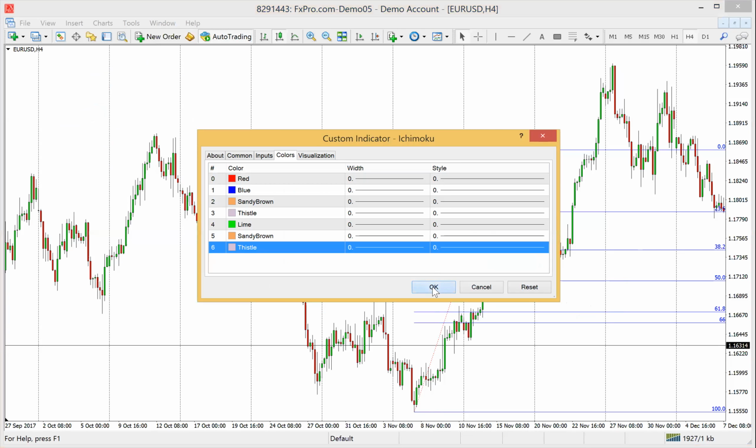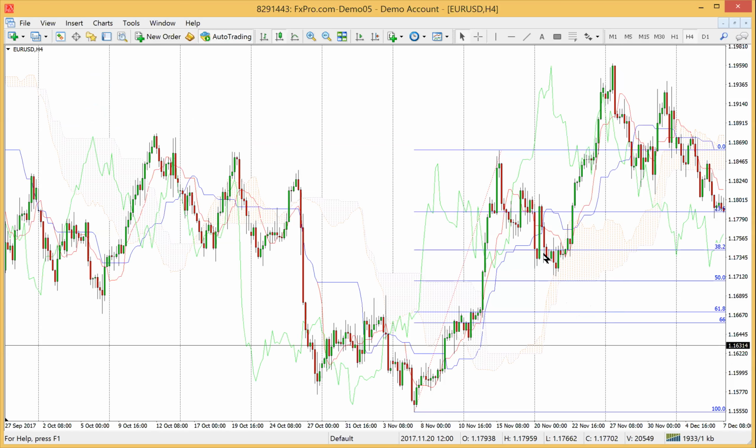Ichimoku cloud. But as you can see, if you use the Ichimoku cloud, ignoring all the other lines, and you waited until price went in the cloud, then you wouldn't have entered on these losing trades here. You would have got this winning trade.